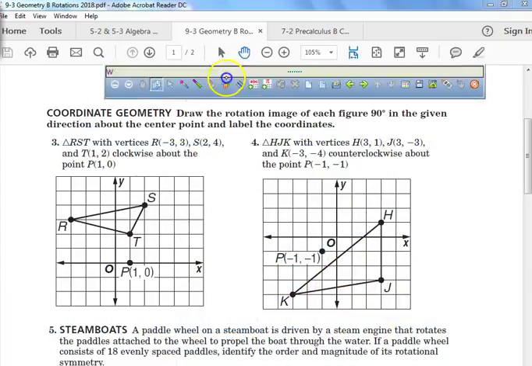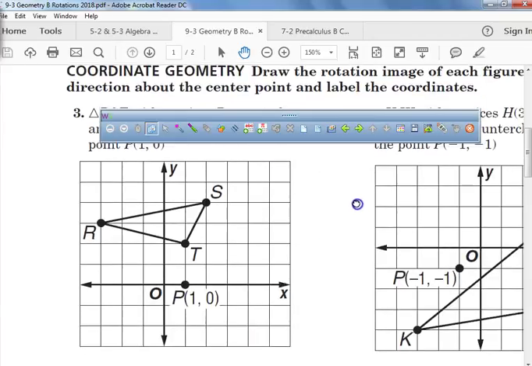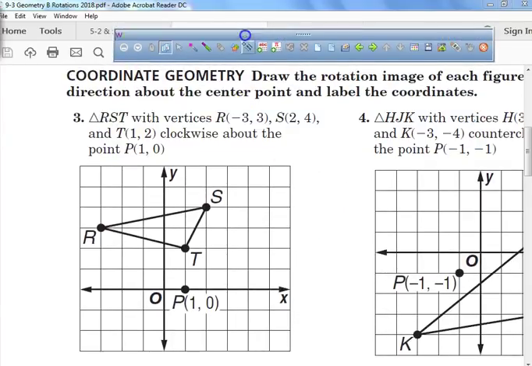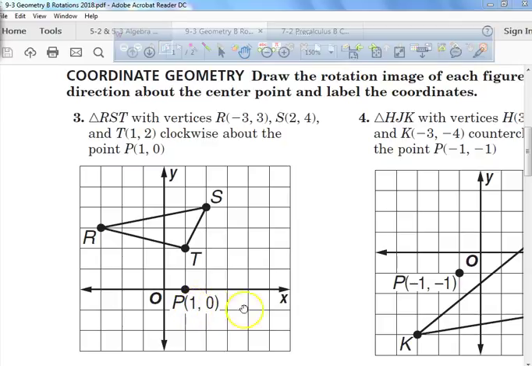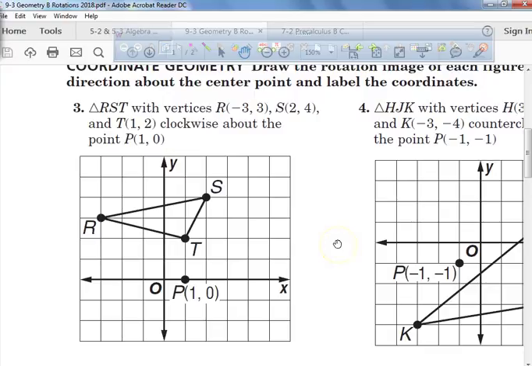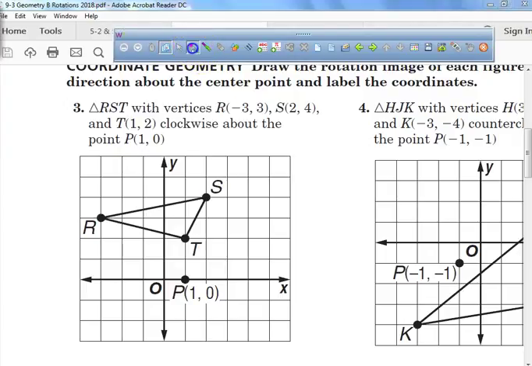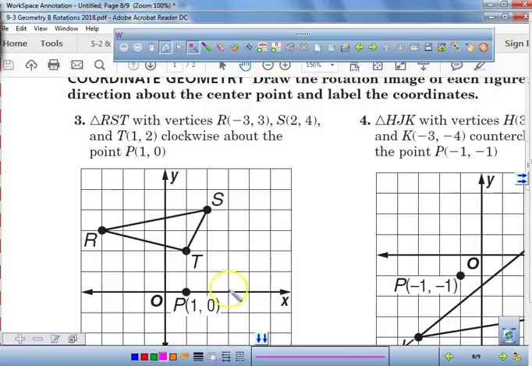Okay? We can't use those rules on problem number 3 or problem number 4 because our point is not at 0, 0. Where is it at? It's at 1, 0. So we have to use our compass and protractor. But you know what we're going to do? We are not going to use our compass and protractor right now. We're actually going to use some logic. We've done the compass and protractor yesterday.